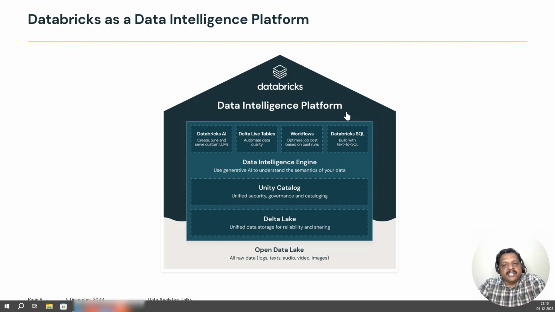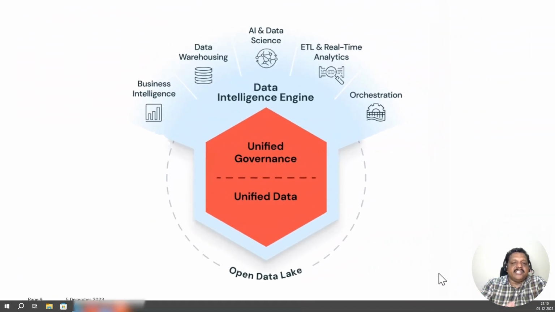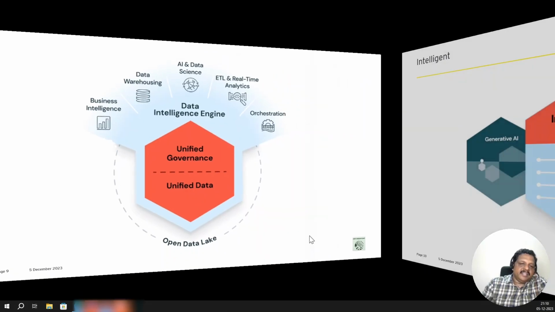So Databricks has emerged as a data intelligence platform which leverages the governance and security of the major cloud platforms like Microsoft Azure, Oracle Cloud, and Google Cloud, and so on. Going to some of the features of Databricks, you can see that Databricks is a data intelligence platform. It allows your entire organization to use data and AI. It has unified governance and unified data, and supports business intelligence, data warehousing, AI and data science, ETL and real-time analytics, and overall orchestration. And it is again built on an open data lake.